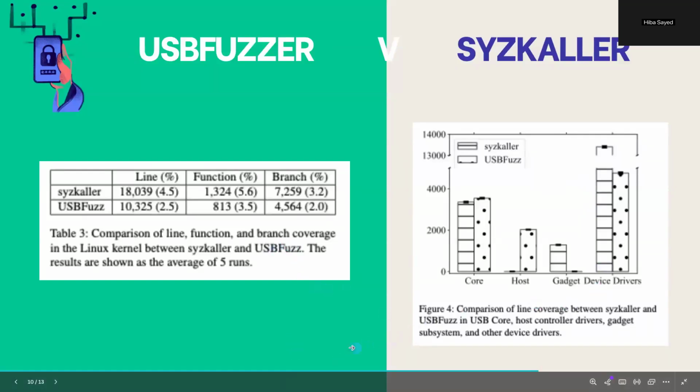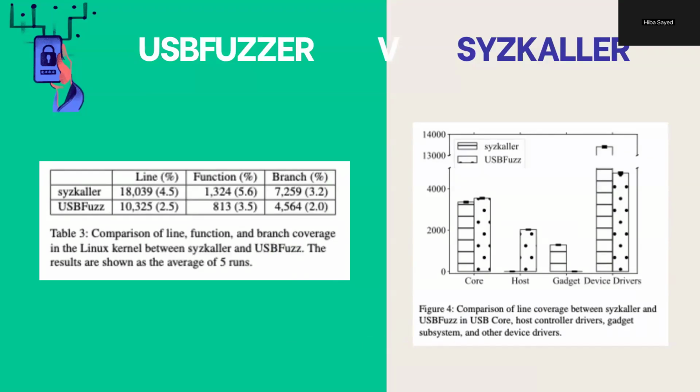As you can see here, these are 2 graphs or tables that were in the paper about the comparison of code coverage between SyzScaler and USBFuzz. And as we can see, when compared to SyzScaler, USBFuzz doesn't do as well in code coverage. However, USBFuzz does have some significant advantage due to the fact that it has greater flexibility and portability. It had the ability to fuzz a broader range of drivers, and is also able to enhance code coverage in certain situations.